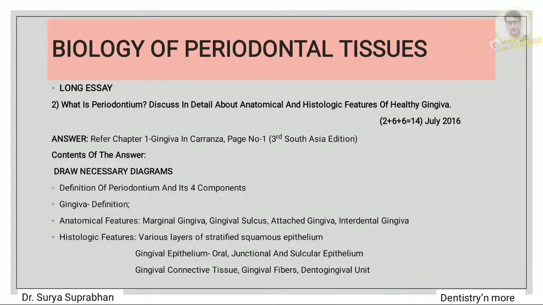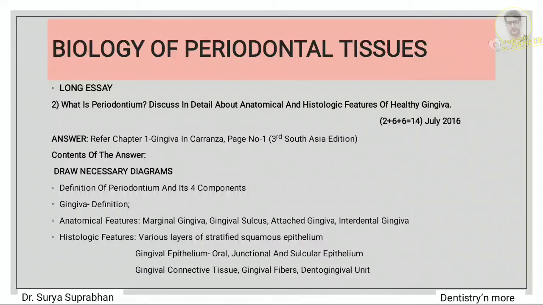Then coming to the second part of the question, that is discuss in detail about anatomical and histologic features of healthy gingiva. Before you start this question, first just mention what is gingiva and then come to the anatomical features. Anatomical features are nothing but the macroscopic features of gingiva, which includes the 3 parts: marginal gingiva, attached gingiva and interdental gingiva. Along with this, please do mention about the gingival sulcus also.